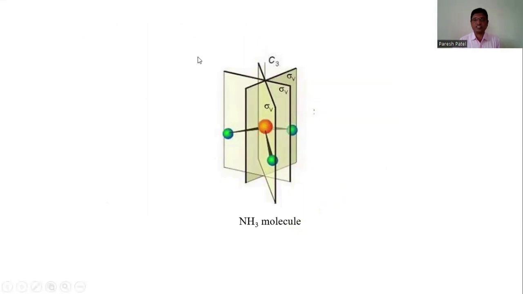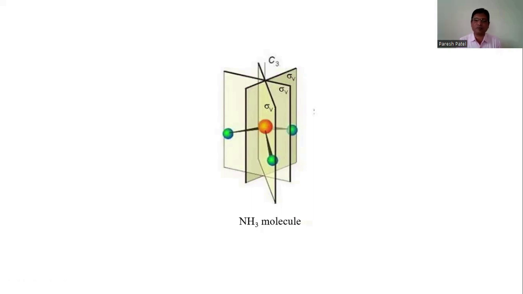And this is the imaginary axis, C3. And we know that the ammonia molecule consists of three vertical planes. Why are these the vertical planes? All three planes are parallel to the main principal axis. So all three planes are sigma V planes. So the ammonia molecule consists of three vertical planes that can be recognized as sigma VA, sigma VB, sigma VC, or sigma V1, sigma V2, sigma V3. So these are the symmetry elements.